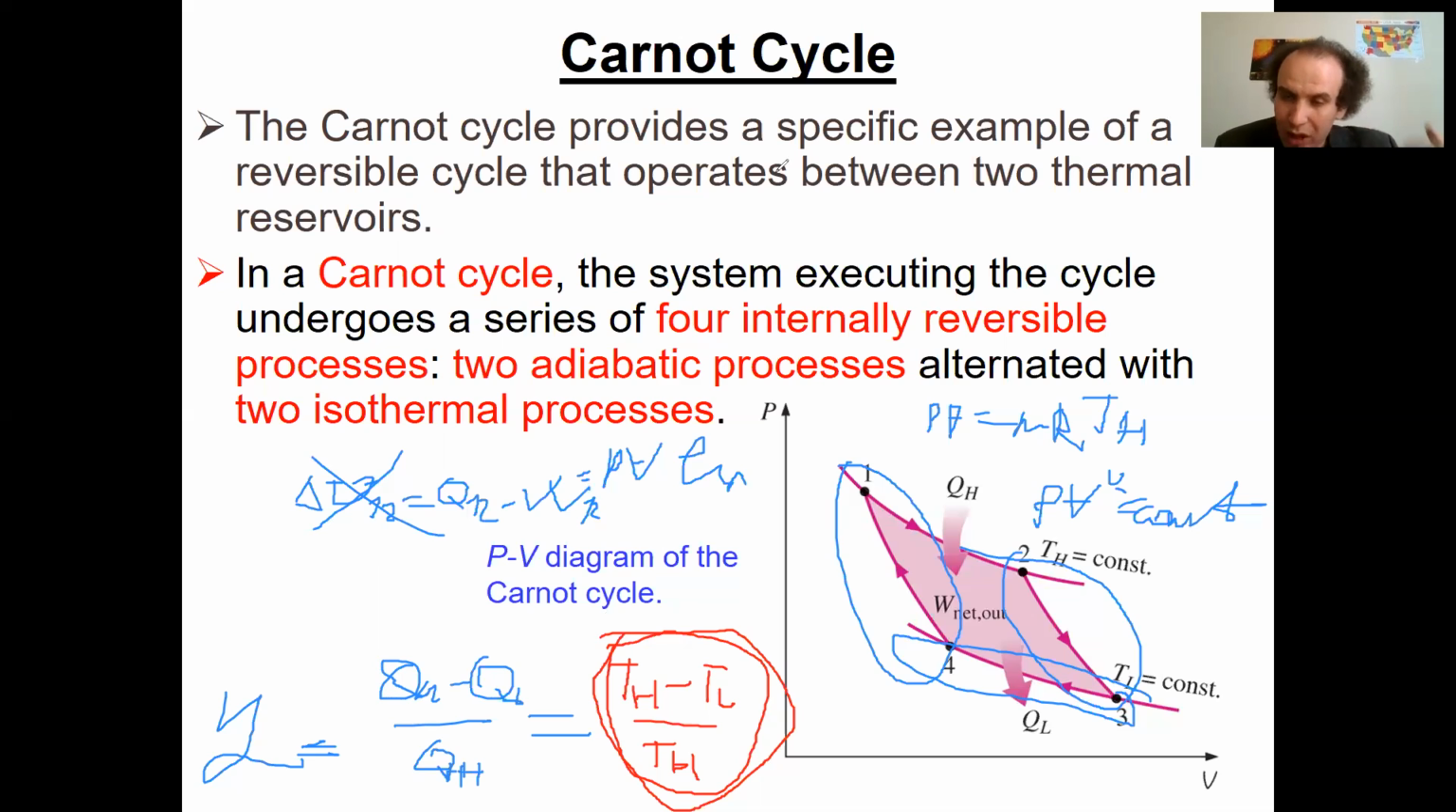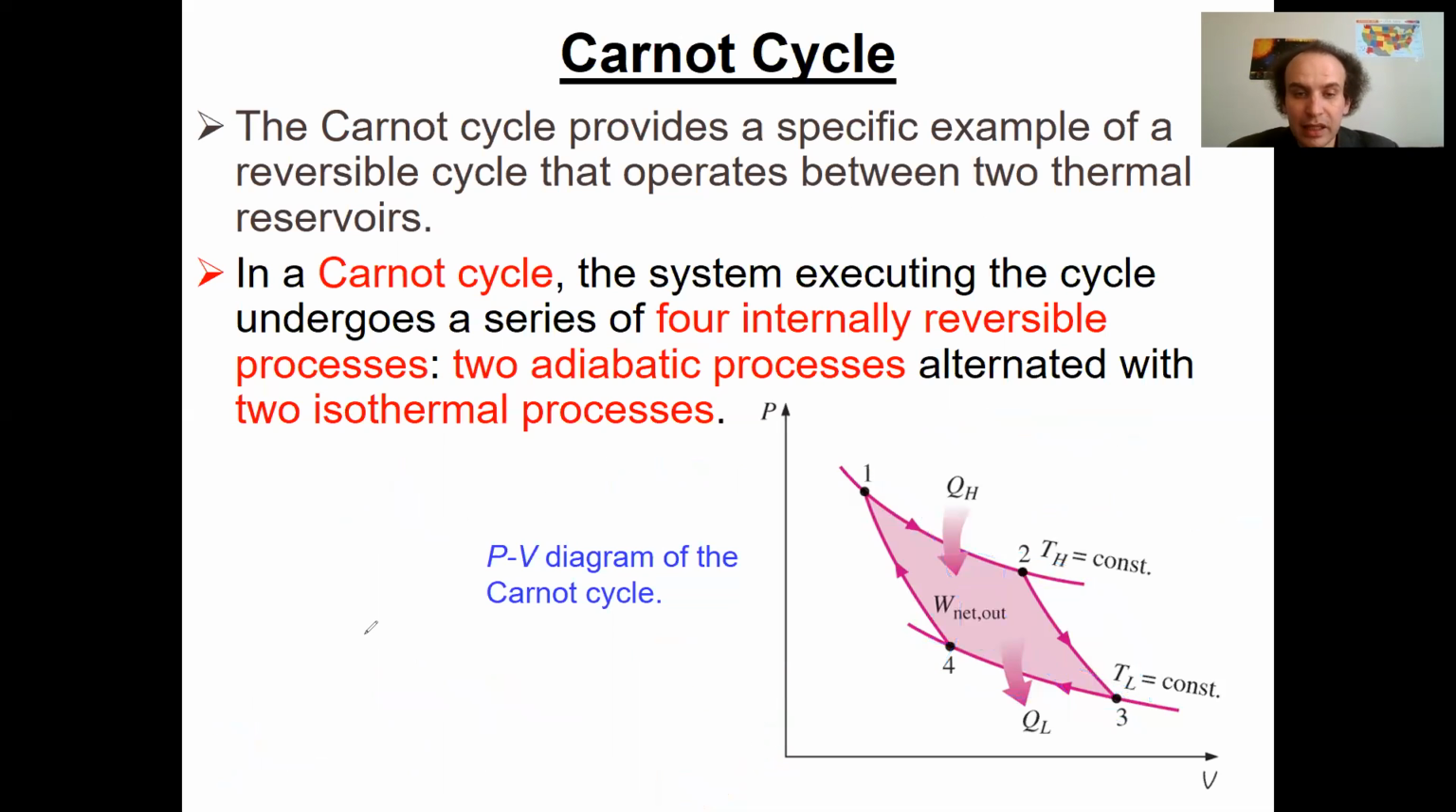But if it's like this, what does it mean? Now I know that all other cycles that I have cannot exceed this efficiency. This is the maximal efficiency that I may ever attain. If my TH is 1000 Kelvin and TL is 600 Kelvin, my efficiency here will be 40%. From here, it will mean that I cannot exceed it. I may never exceed it. It can be only less.